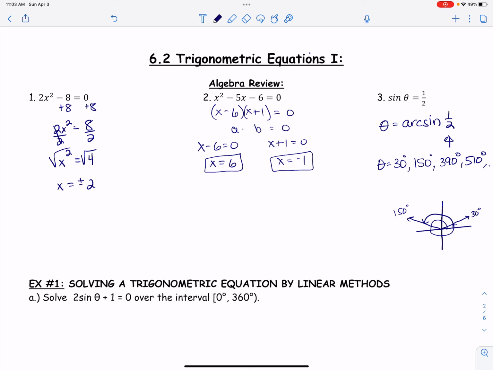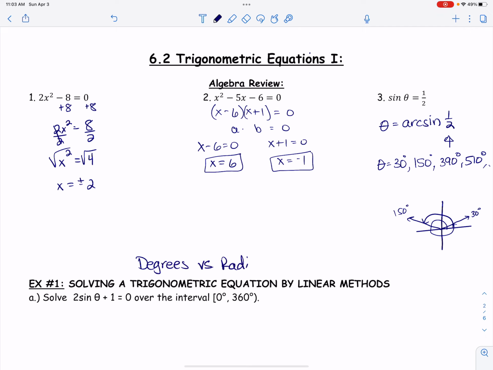So you can see that answering these questions could be potentially tedious. So there's a couple things you need to know when solving trig equations. They're not all terrible. A lot of times they're pretty straightforward and easy, but you will have to pay attention to, first of all, whether it is degrees or radians.